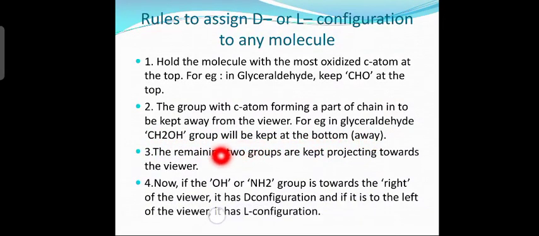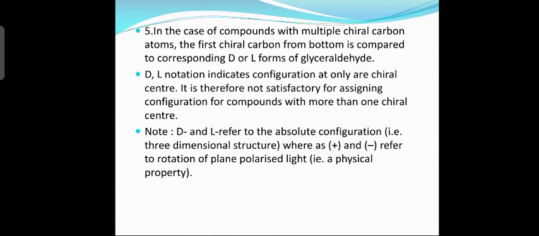All right. Third point, the remaining two groups are kept projecting towards the viewer. Now if the OH and NH2 groups are towards the right of the viewer, it has a D configuration. If the NH2 group is on the right side, it is called D configuration. If the NH2 group is on the left side, it is called L configuration. Okay. Next slide. Fifth point.